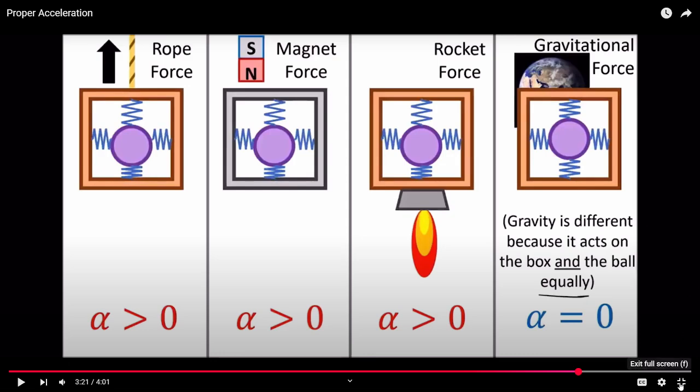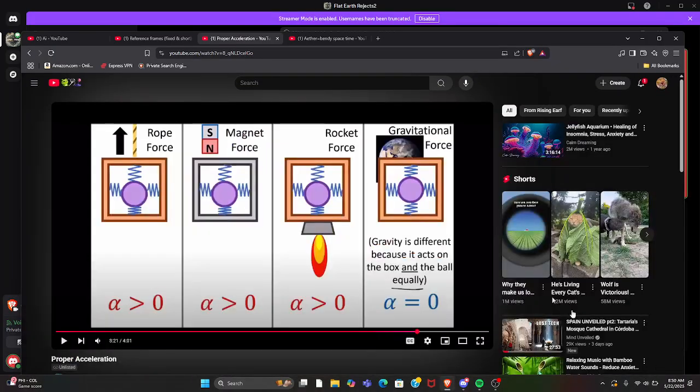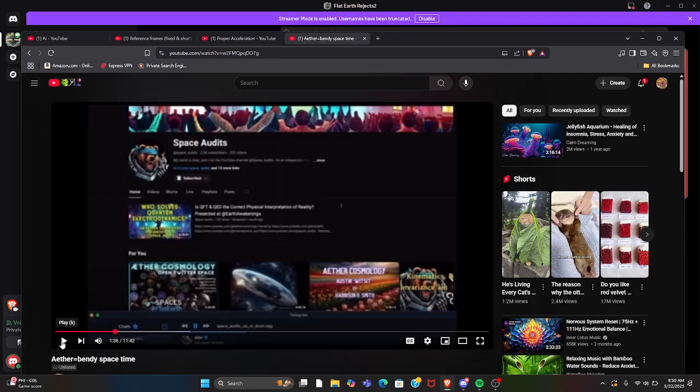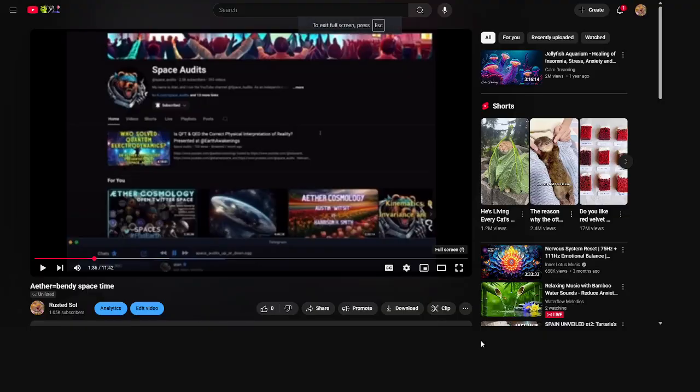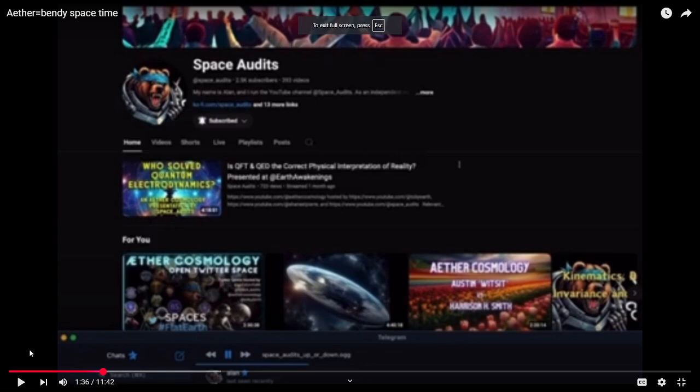But I think it's pretty much described for people to understand what proper acceleration is. And we'll go back to Bendy Spacetime guy here, or I mean Ether. Go ahead. I was just going to say, yeah, I will grant them that.